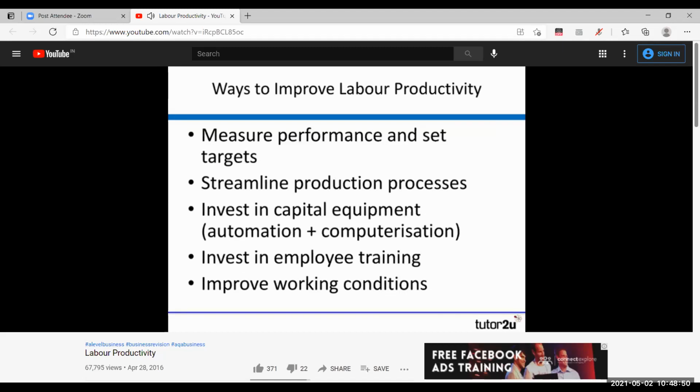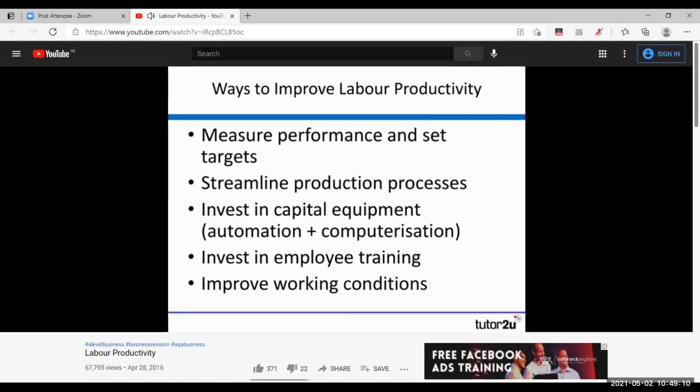One of the key things also to consider is how you might improve labour productivity. What happens, for example, with a business that maybe has lower levels of labour productivity than its competitors? In theory, of course, as we've mentioned before, that may leave the business at a unit cost disadvantage. So it needs to do something about it.